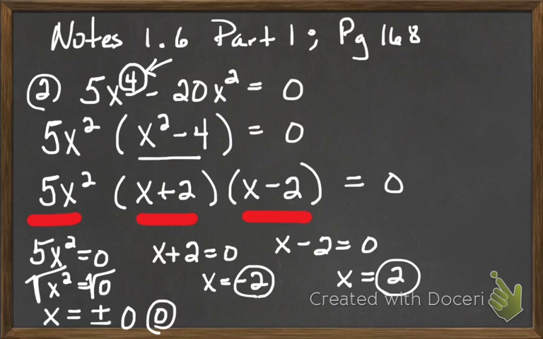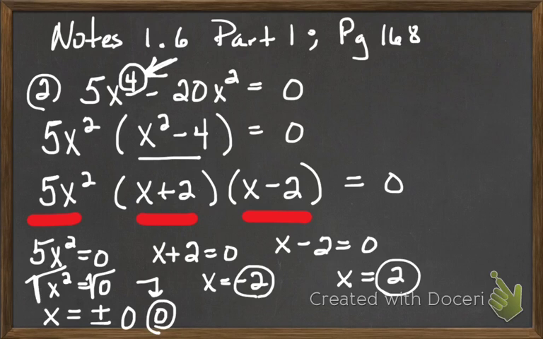Now back to the 4. The 4 means you should have 4 solutions. But do y'all understand how this 0 is really 2? It's positive and negative 0. So that's really like 2 solutions, and then you have the negative 2 and you have the positive 2. So in the end, your solution should match your highest exponent. Okay, so we're solving that one by factoring.